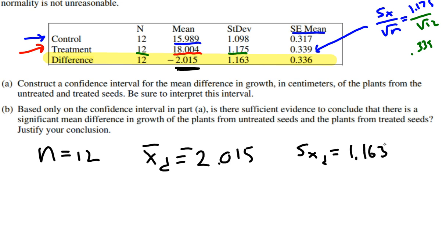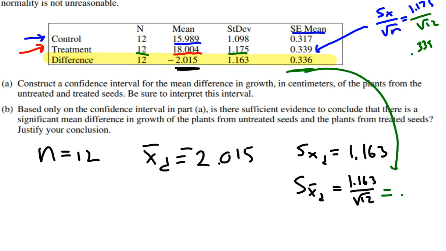1.163. But ultimately, in these tests, we care about the standard deviation of the average difference, which is always the standard deviation of the difference divided by the square root of the sample size, which in this particular problem, they're really nice to us. They give us that number. It's that 0.336. So we're going to need these numbers later on in the problem.